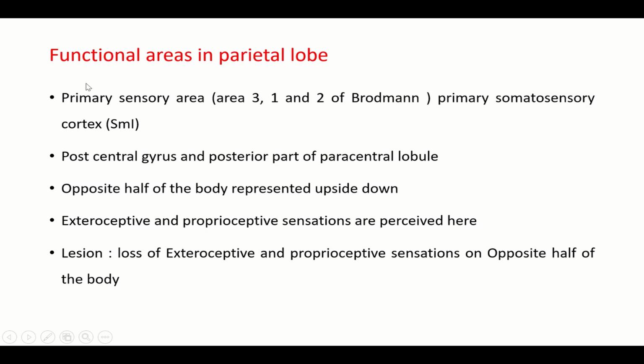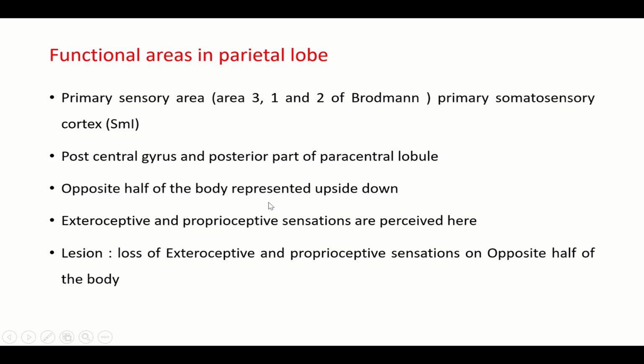Now you can see the functional areas in the parietal lobe. So we have finished with functional areas in the frontal lobe. Now we are dealing with the functional areas in the parietal lobe. The first and foremost will be the primary sensory area, area number 3, 1, 2 of Brodmann. The primary somatosensory cortex, SM1. Here S is capital, M is small, because the major component is sensory and the minor component is motor. So the primary sensory area, otherwise called the primary somatosensory cortex, is located in the post-central gyrus and the posterior part of the paracentral lobule on the medial surface.